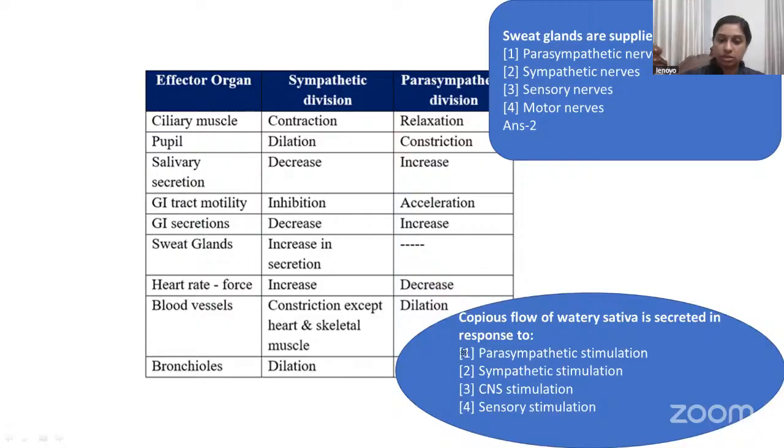Also, copious flow of watery saliva is secreted in response to normal stimuli. That's parasympathetic stimulation, not sympathetic, parasympathetic. Okay.